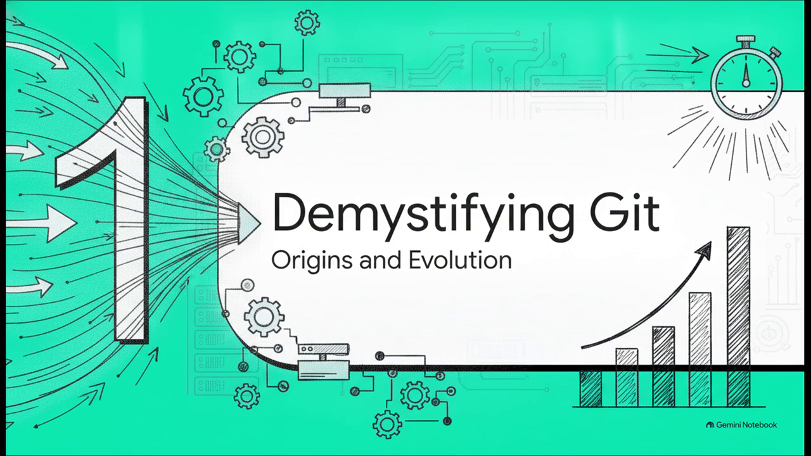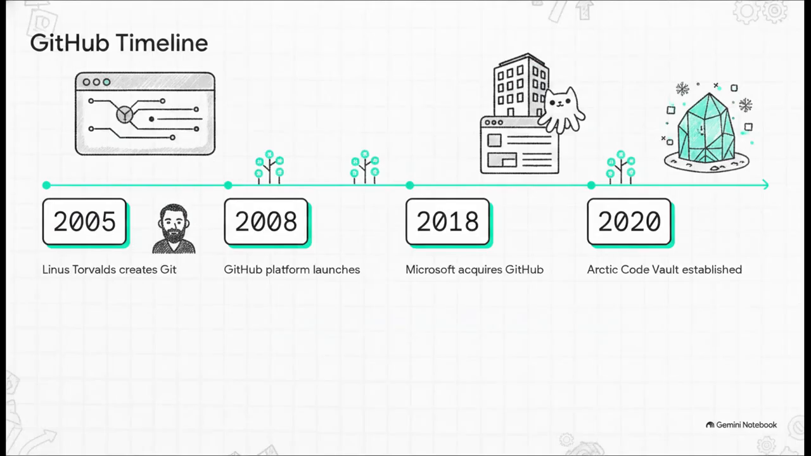Let's look at where these tools actually came from and how quickly they managed to take over the entire tech industry. The timeline of this technology is just absolutely staggering. Back in 2005, Linus Torvalds, the famous creator of the Linux operating system, built Git simply because he desperately needed a better, faster way to track his own massive codebase. Fast forward just 3 years to 2008, and the GitHub platform launches to give developers a beautiful, user-friendly web interface for hosting those local Git projects.